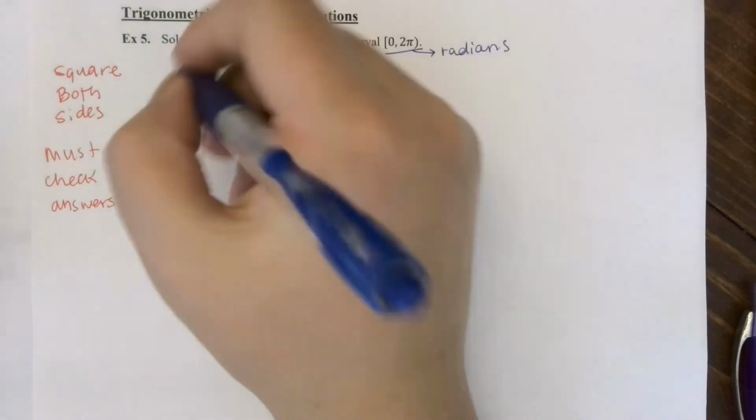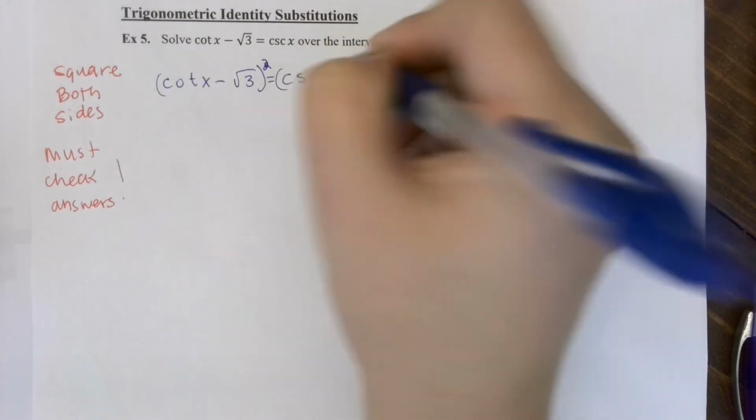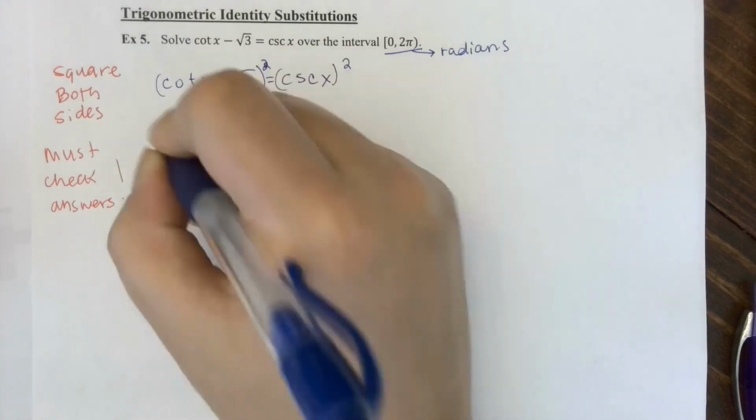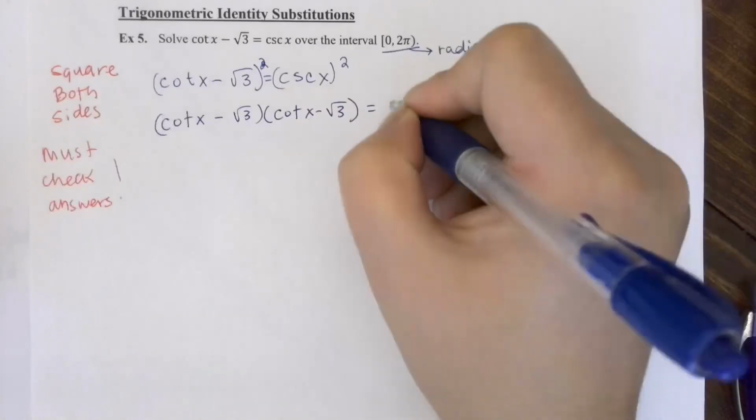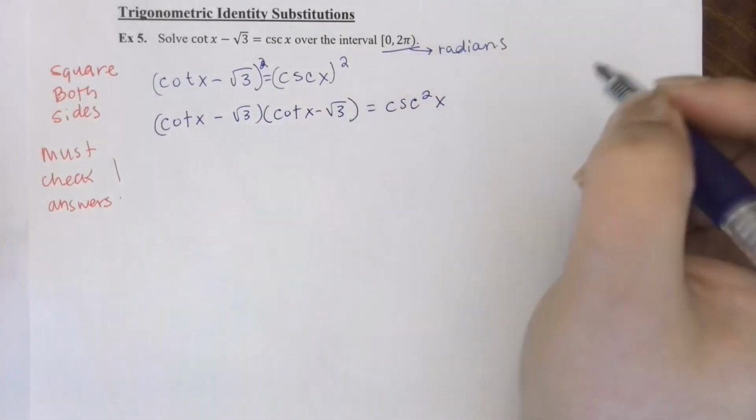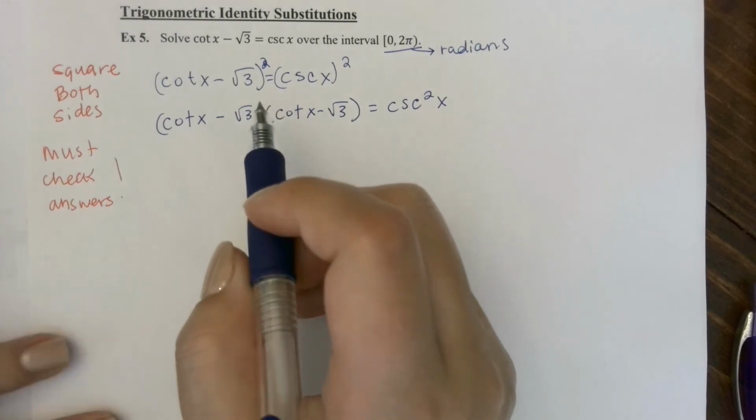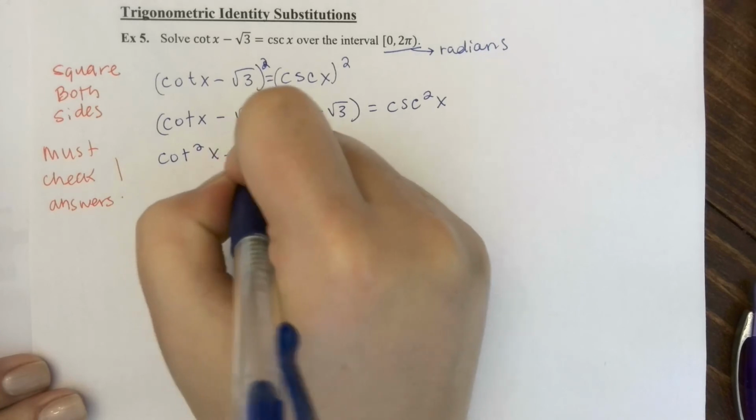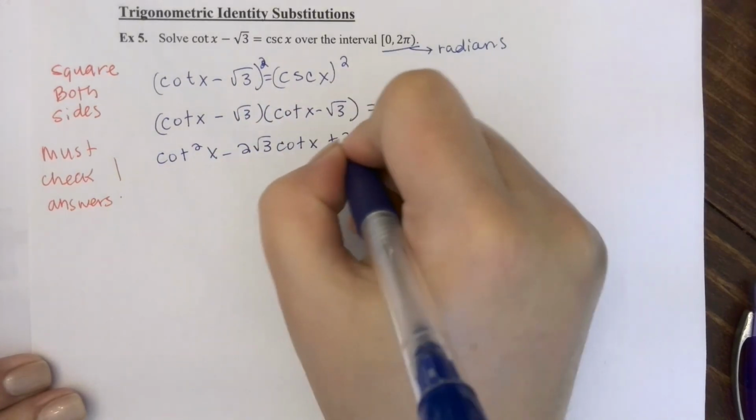Alright, so if we square both sides here, we're going to have cotan x minus square root of 3 times cotan x minus square root of 3 equals cosecant squared x. Alright, so we're going to FOIL this left side. So cotan squared x minus 2 square roots of 3 cotan x plus 3.